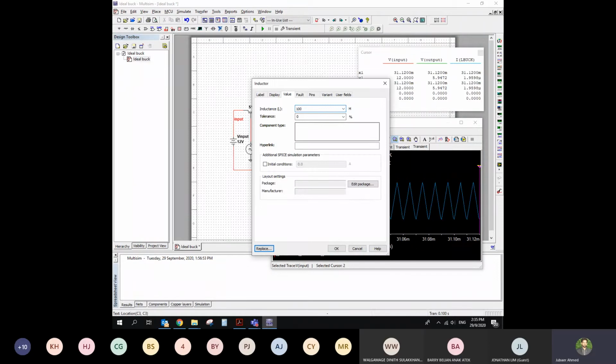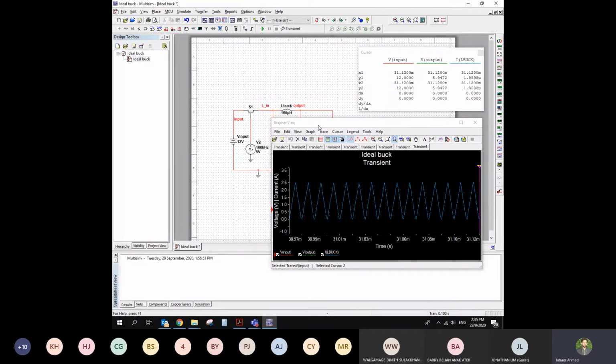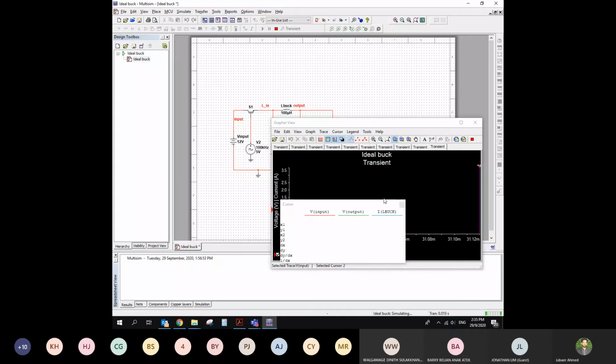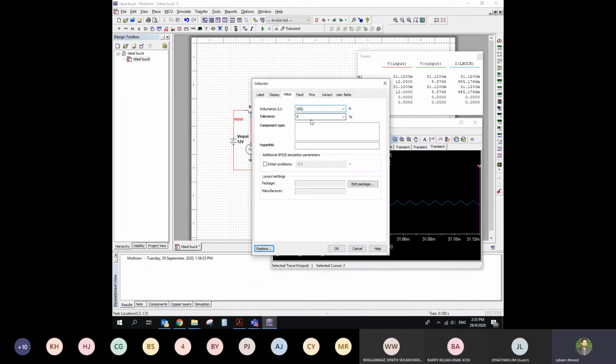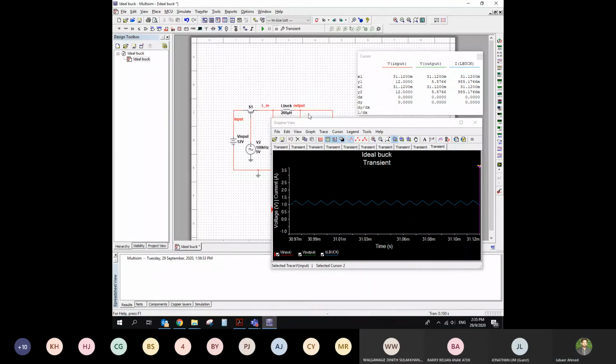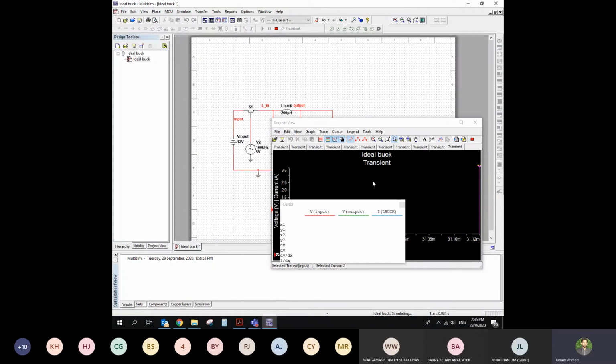So maybe for 100 micro, the ripple will be even less. Let's try. Yeah, you can see I'm reducing the ripple to a very low level. It's a continuous current mode, but the output voltage is 5.57. But the more you reduce the ripple, the behavior of the inductor is going to be better, and the converter will be more efficient. In terms of efficiency, it will be better.